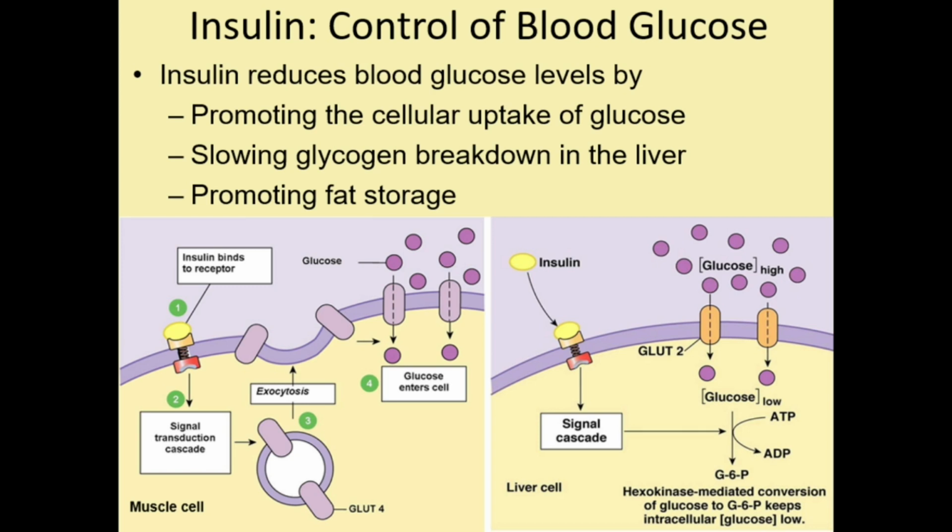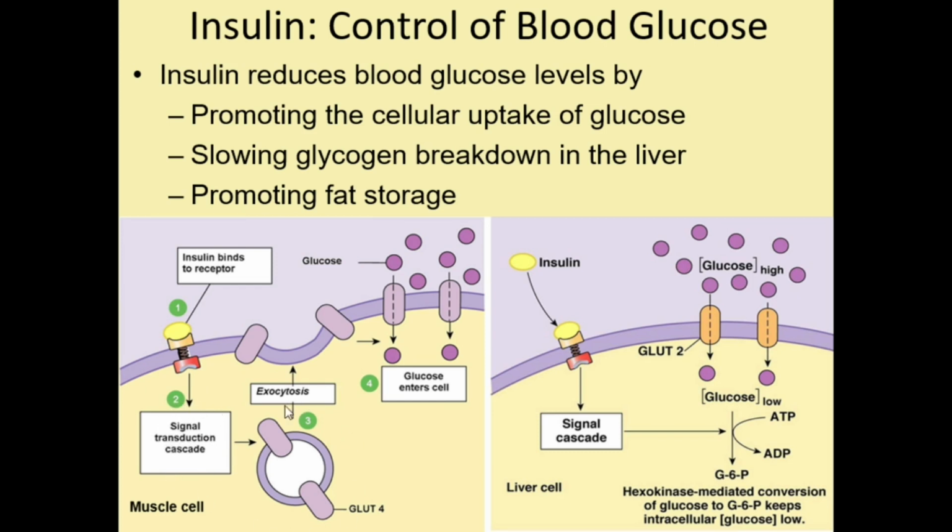And what we can see here are two different ways in which it works. On the left-hand side of this diagram, we can see what happens within a muscle cell. So remember, muscle cells use a lot of glucose because they need ATP to generate muscle contractions. What we can see up here is the plasma membrane, and up here we can see our receptor protein. And the little yellow ball here is our insulin. So insulin comes along and it binds to the receptor. This triggers the signal transduction pathway or cascade.